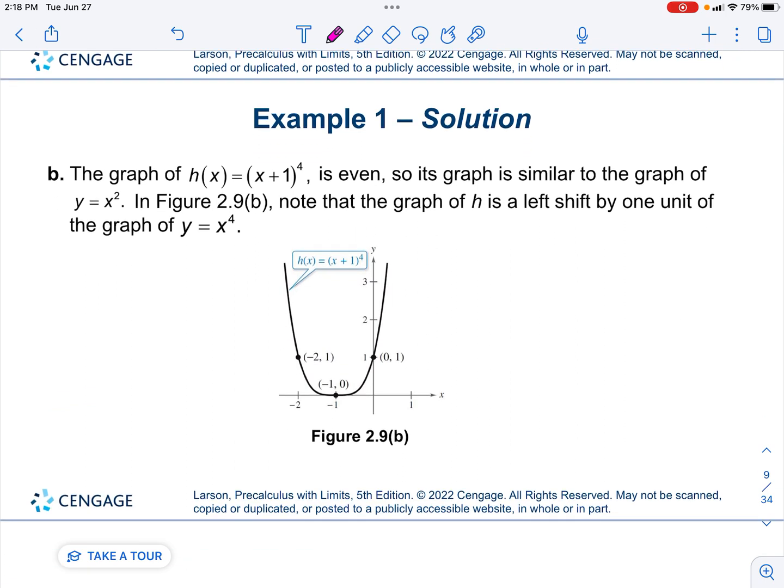Now this one, the parent function would be just x to the 4th, and it's even, so that is going to look very similar to x squared. So x squared is going to be a parabola, x to the 4th is just going to be a slightly flatter parabola. So we can kind of visualize the parabola, but we know it's slightly different. And then here, the transformation is inside the parentheses, plus 1. That means it will move left 1. So here is our solution. You can see it's a kind of flatter parabola moved to the left 1.